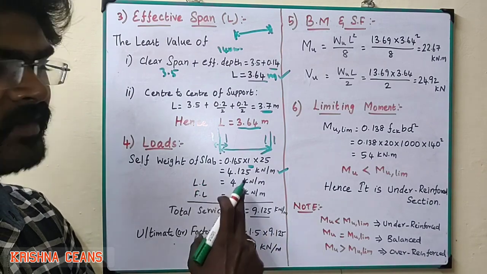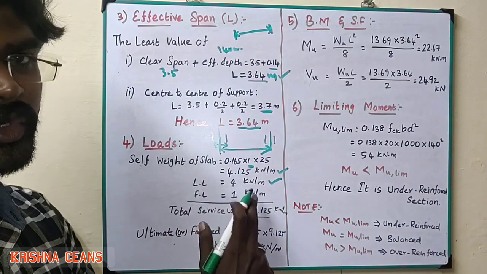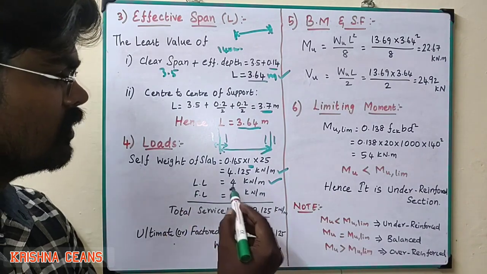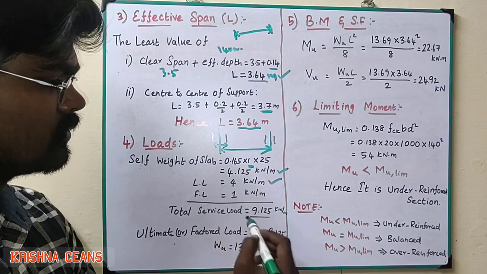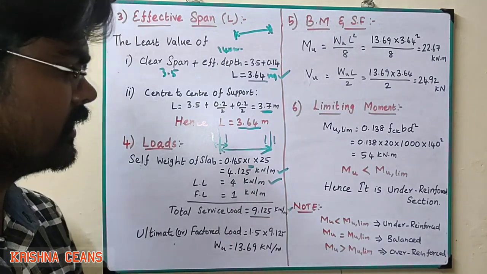Then live load, the given data is 4 kilonewton per meter. Then floor finish 1 kilonewton per meter. So overall 4.125 plus 4 plus 1, which is equal to 9.125 kilonewton per meter.